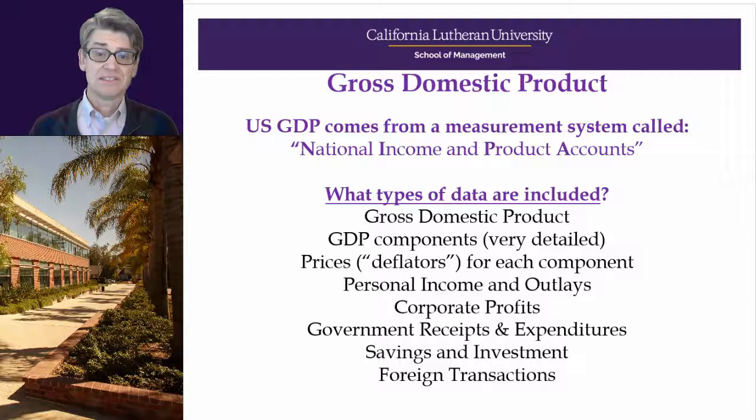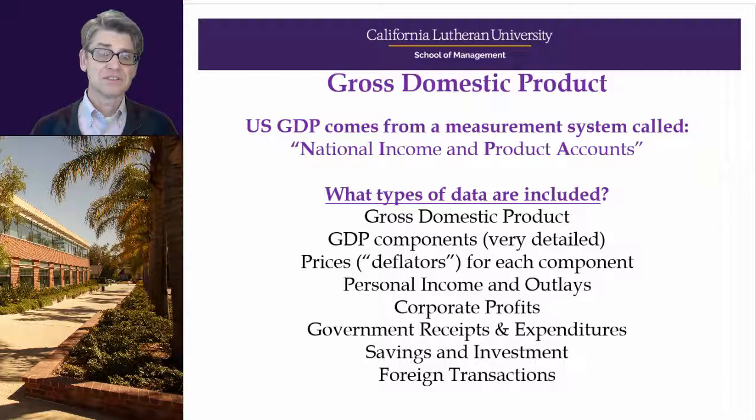Gross domestic product itself, and components of GDP, and it can get very, very detailed. Price deflators, or prices for each of those components, are also included in this data set. Then there's personal income, and there are various kinds of personal income, right? Personal income can come from wages or somewhere else, and the full breakdowns of personal income are available, as well as outlays, household outlays. Then there's corporate profits, and that's broken out a number of ways.